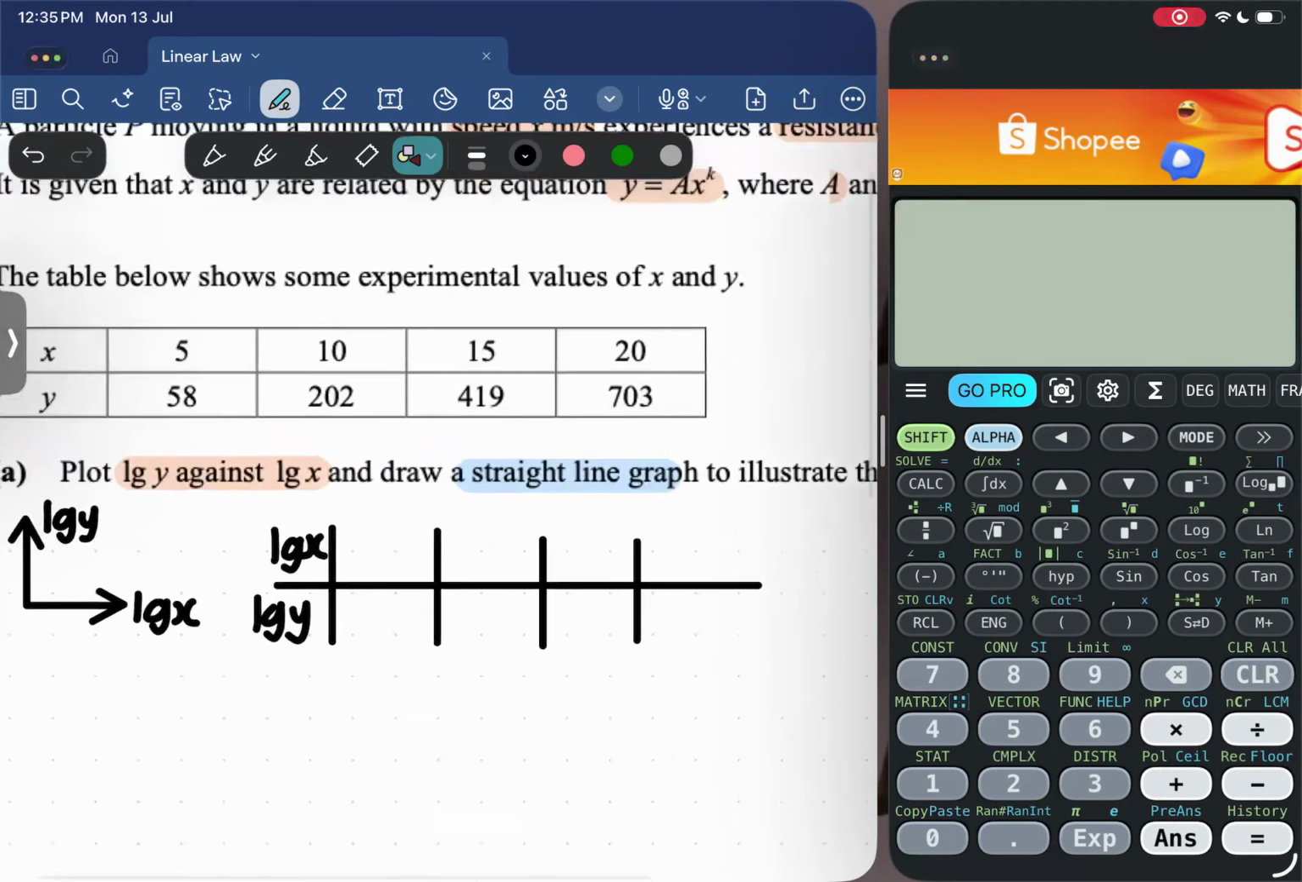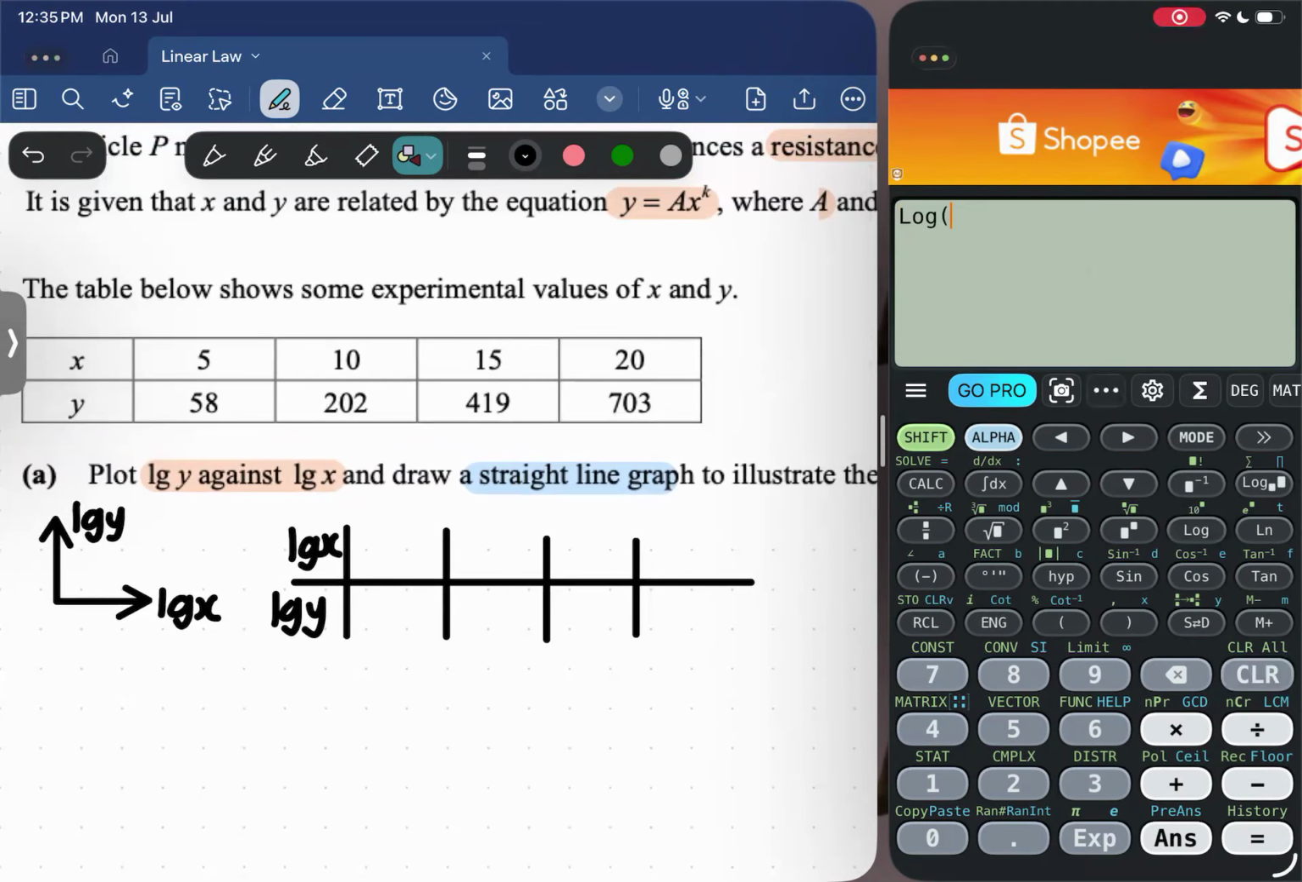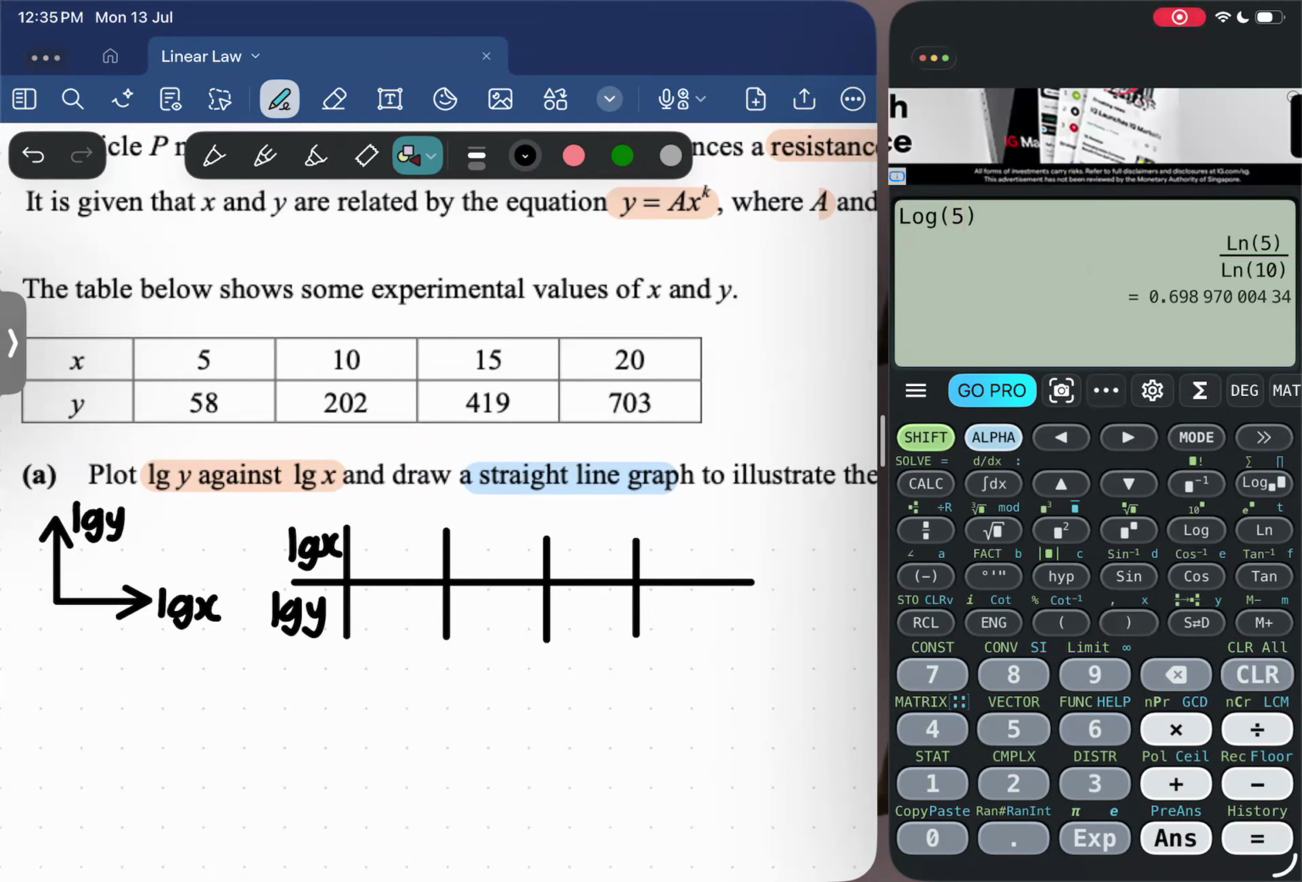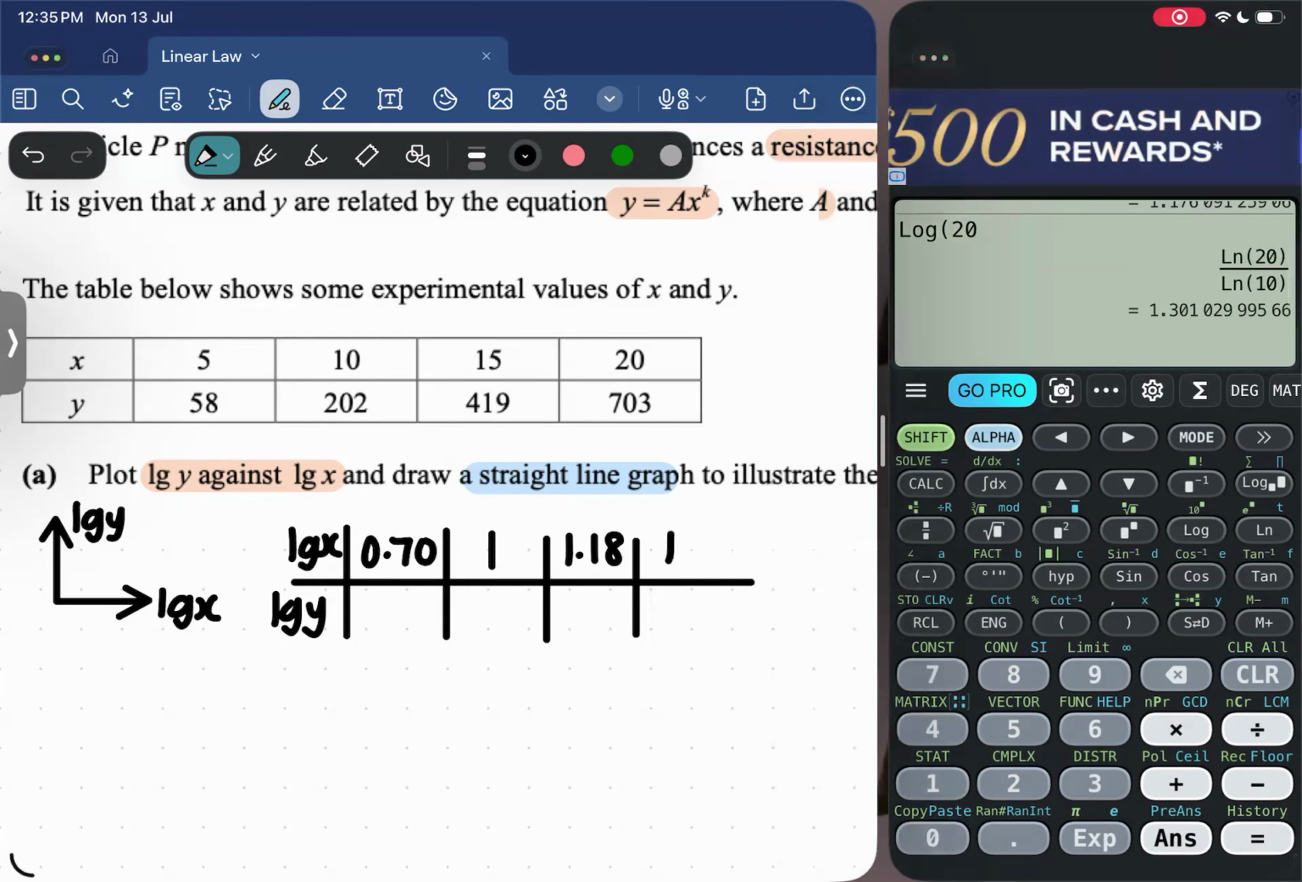So for example, this one here, let's say I'm going to do log 5. So log 5 is 0.6989. I will just put it as 0.70. You want to put it as 0.699 also can, but when you're plotting, it's going to be more or less there, right? Okay, so log 10 is easy. Log 10 is 1. So we got log 15. Log 15 is 1.18. You round up accordingly. Don't purposely go around. Round up only when you need to, okay? Log 20 is 1.30.